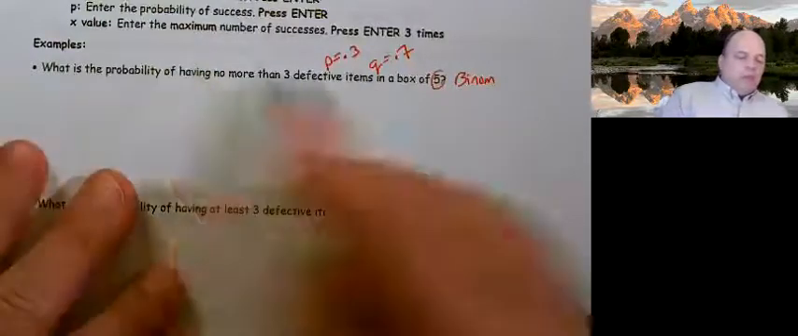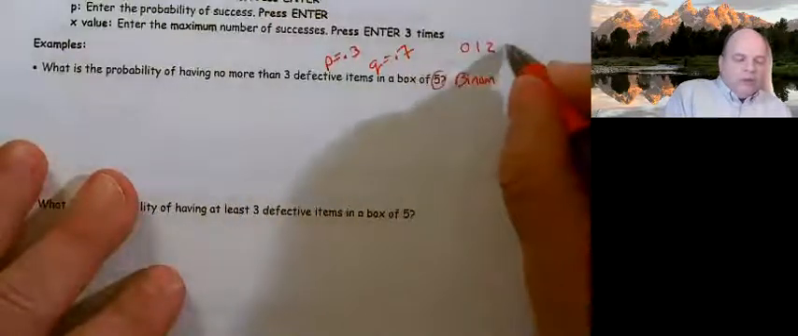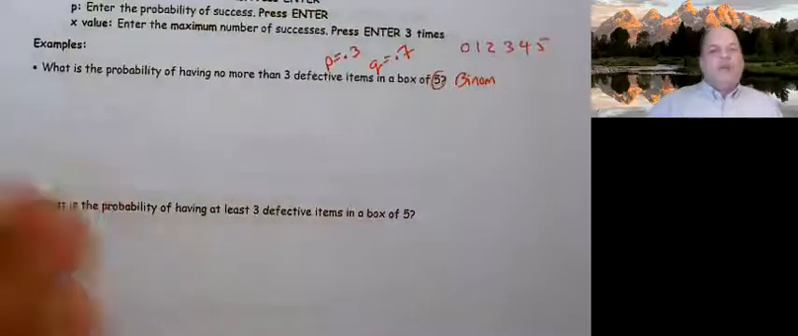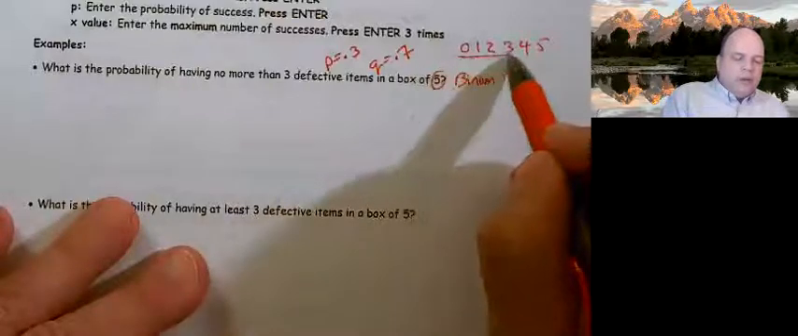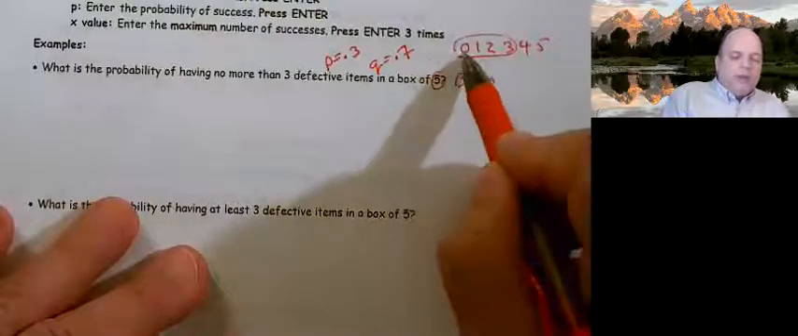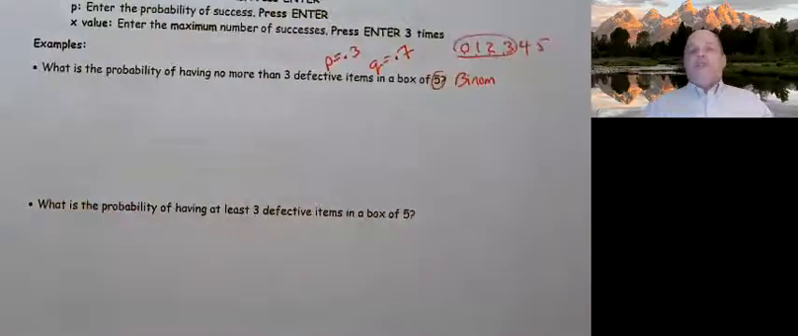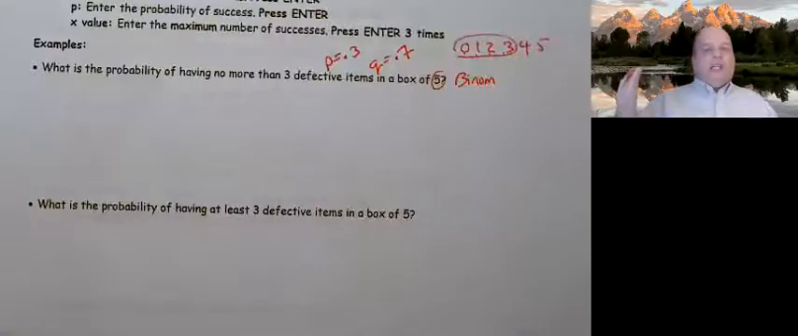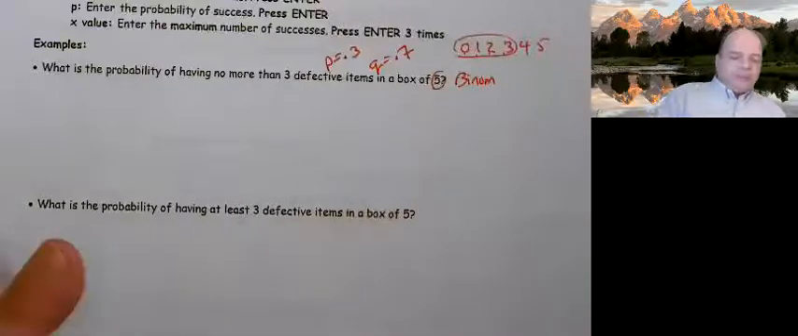So I'm going to make a number line, and I highly recommend that you do this. My students who take the time to do this, and you can see that it only takes about 3 seconds, score a lot higher. So no more than 3 means it could be 0 defects, 1 defect, 2 defects, 3 defects. Please note that with the geometric, we start at 1. With the binomial, we start at 0. I'll say that again. With the geometric distribution, we start at 1 with our number line. With the binomial, we start at 0.